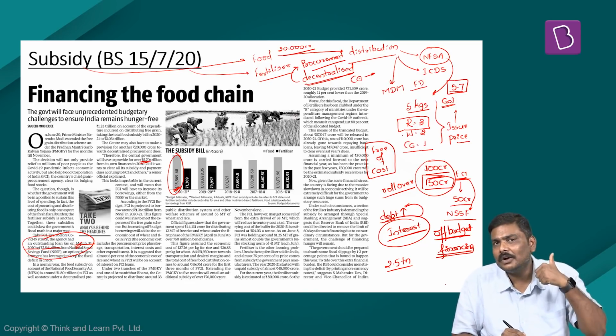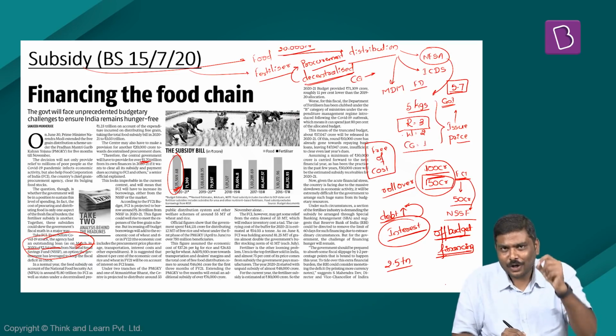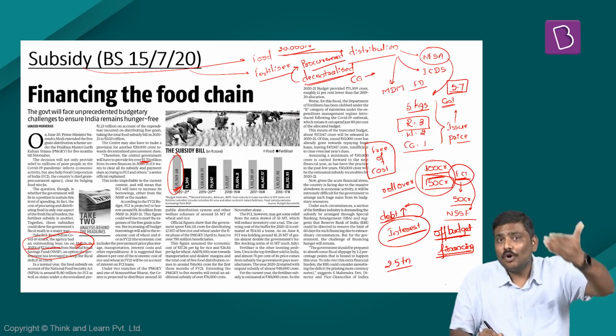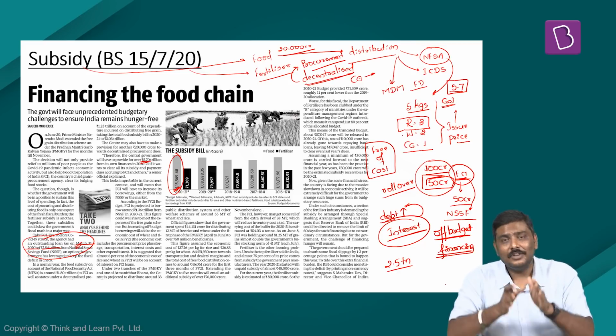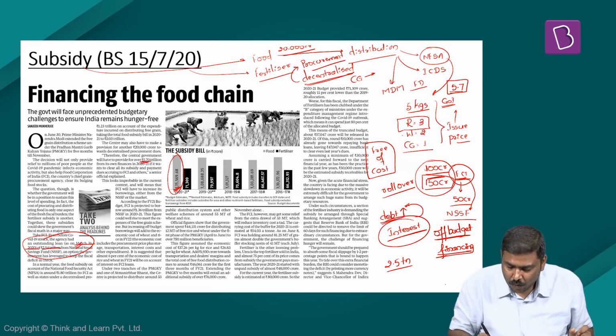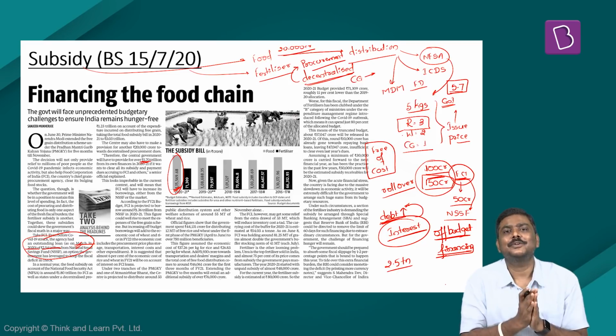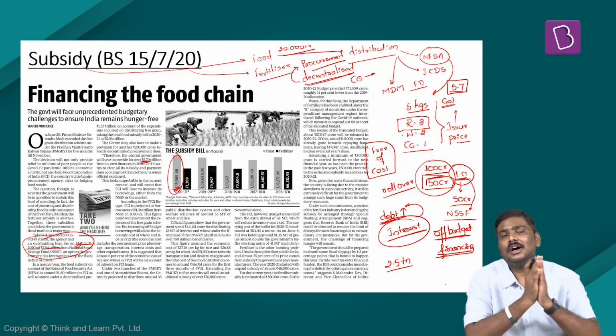Either this will be one of the outcomes. Second, the government will have to ask the Food Corporation of India to borrow more money from NSSF, which again means what? The overall debt will increase, and interest payment will also increase. This is one part of the article.